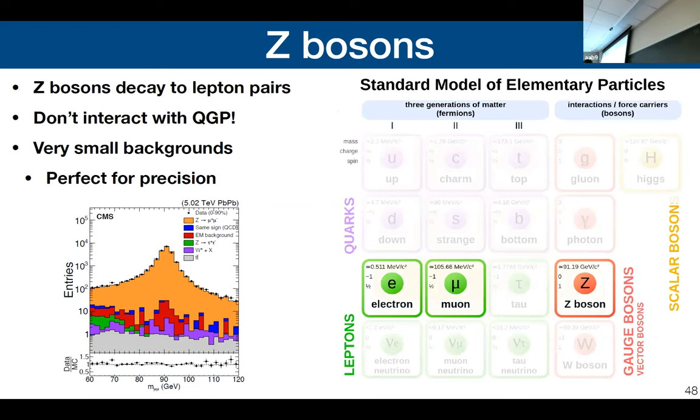So Z bosons live kind of down here in the electroweak sector. They don't have color charge. They don't interact with the strong nuclear force at all. And furthermore, they decay to electrons and muons. Electrons and muons have the same properties. They don't interact with the strong nuclear force. They just go through, right? So they don't interact with the Quark-Gluon plasma at all. And in fact, the Z boson, whose invariant mass is shown on the left here, has very small backgrounds. And it can be measured very precisely. So this is a perfect way of testing this unquenched probe model.